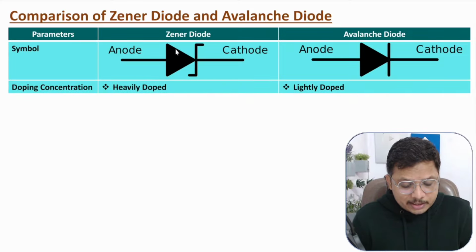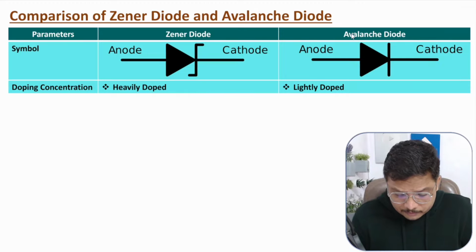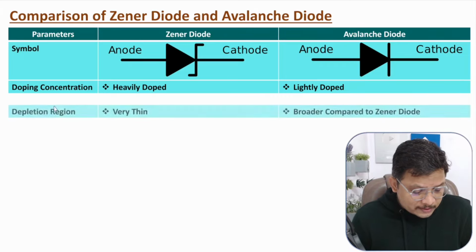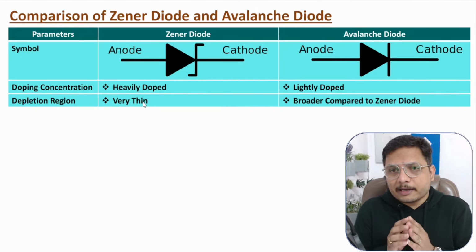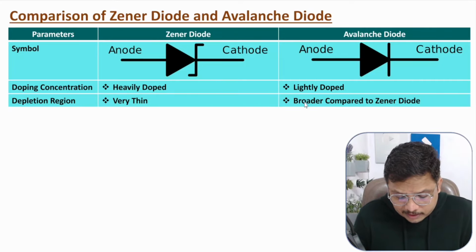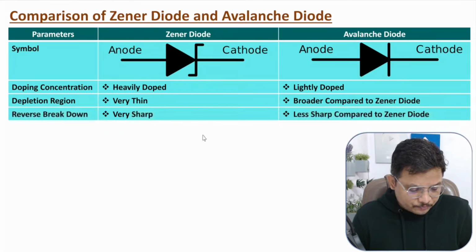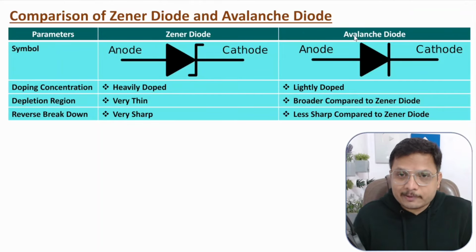See, doping concentration of Zener diode is very high. Doping concentration of avalanche diode is lightly doped, right? See, depletion region of Zener diode is very thin. Why? The reason is, here doping concentration is high, while depletion region width is broader with avalanche diode compared to Zener diode, right? See, reverse breakdown is very sharp in Zener diode, while it is less sharp with avalanche diode, right?